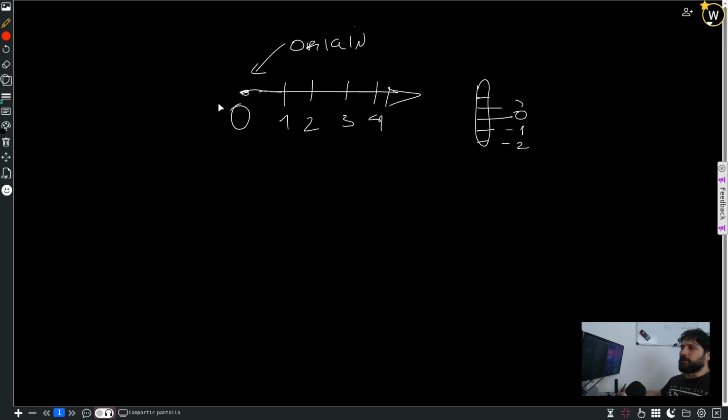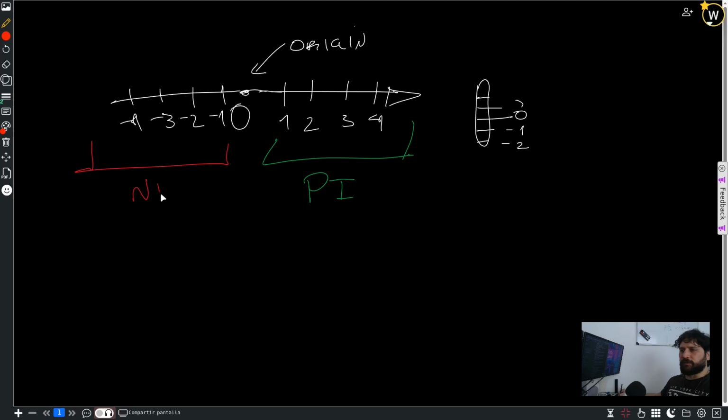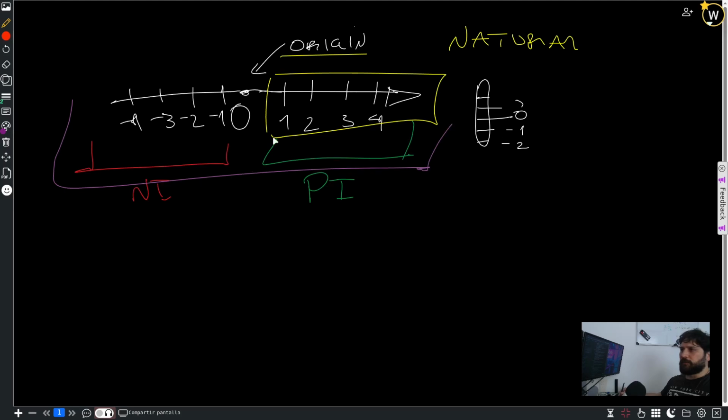These are called negative integers, and we can continue in the same straight line, but in the opposite direction. As you can see, we have our positive integers, our negative integers, and our origin. We also have a set here, natural numbers, and all of these are in the realm of integers.